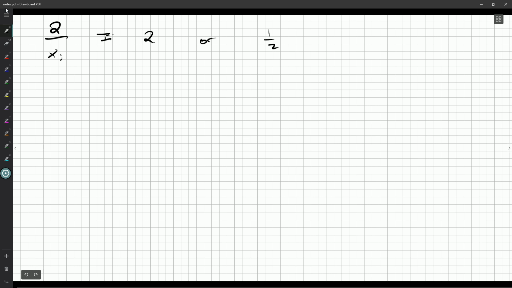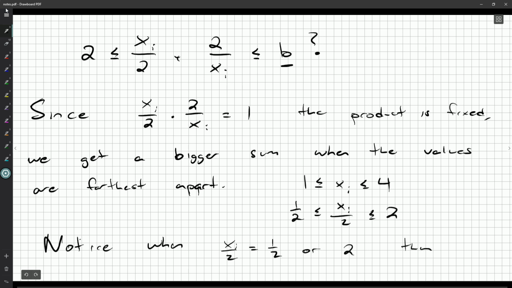They sort of switch. So when my x is 4, the other expression becomes as small as it can be. It'll go to 1/2. You'll get 2 and 1/2. Or if xi is 1, then this expression is 2 and the other one is 1/2. And this is as far apart as they possibly can get, because they're both stuck in this range. You can't get numbers further apart.